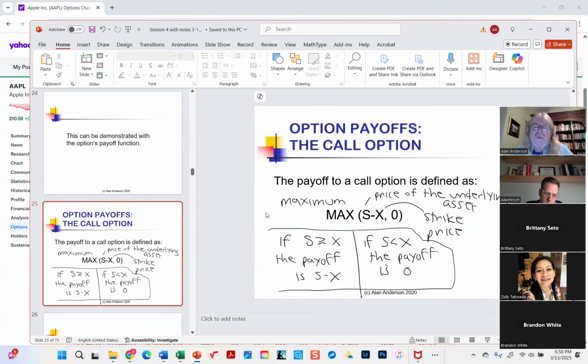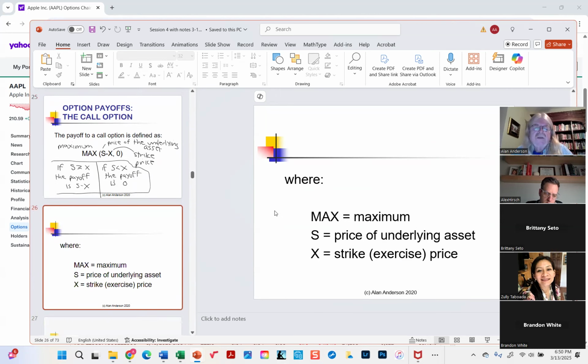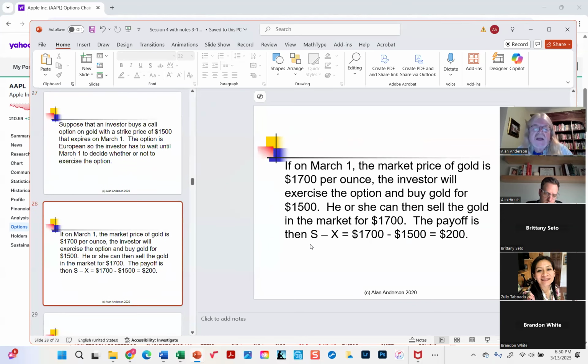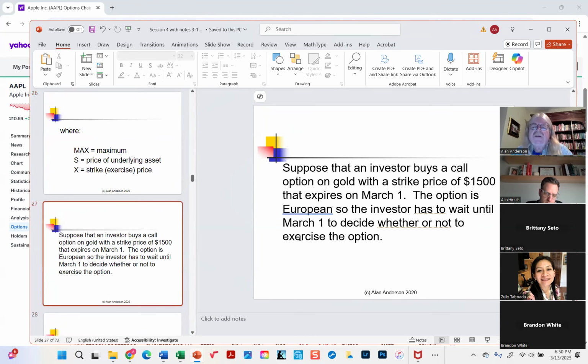So we're going to introduce the so-called payoff function of an option, here specifically the call option. Now what I'd like to do is use an example to illustrate how this works. Imagine a scenario where an investor buys a call option on gold. The strike price is 1,500 and it expires, let's say, next March the 1st. It's a European option, so the investor has to wait until next March 1st to decide whether or not to exercise the option.